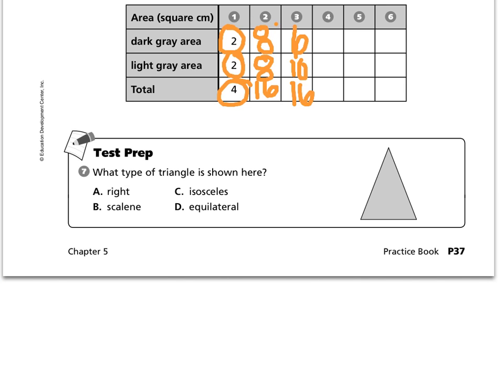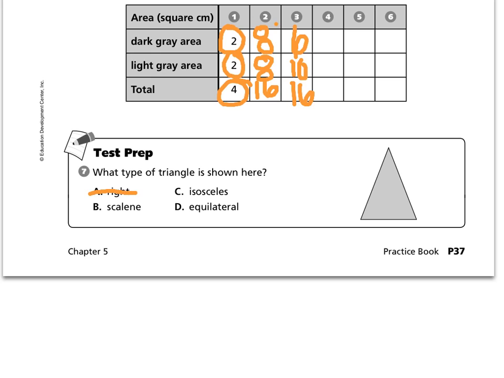For the test prep, we need to figure out what type of triangle is shown. So we need to figure out if there's a right angle, if it's scalene, isosceles, or equilateral. So remember, if it's a right, there would be a 90-degree angle. There are no 90-degree angles. They're actually all acute angles. So I know right can't be it.